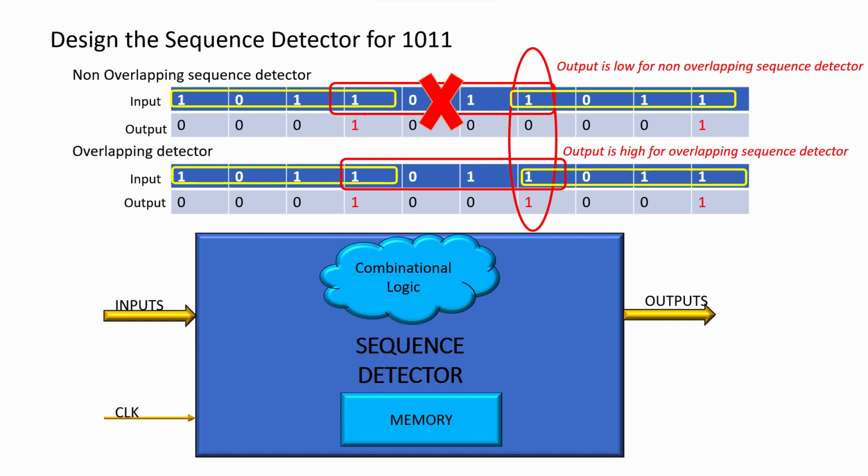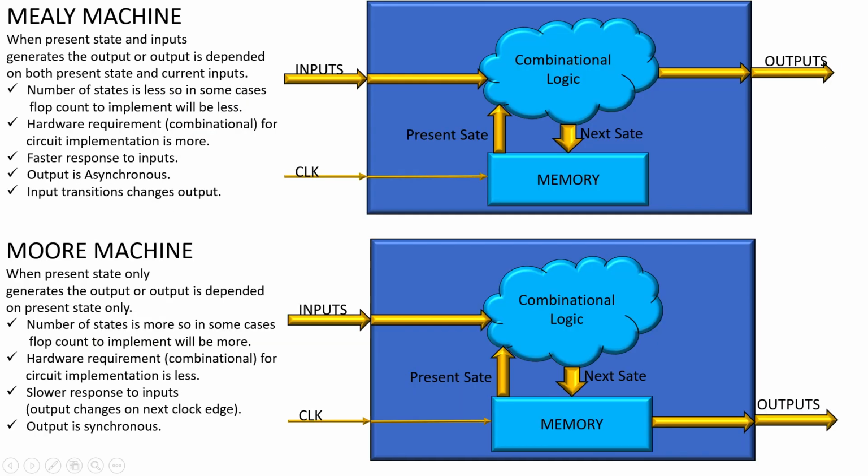Now let's focus on what the Mealy and Moore machines are. The basic difference between the Mealy and Moore machine is that for a Mealy machine, the present state and inputs generate the output, or the output is dependent on both the present state and current inputs. In the case of a Moore machine, the present state only generates the output, or the output is dependent on the present state only. Both have their own advantages and disadvantages.